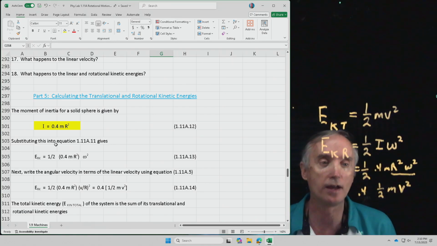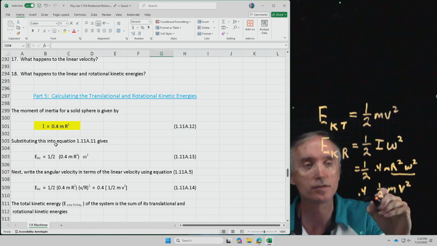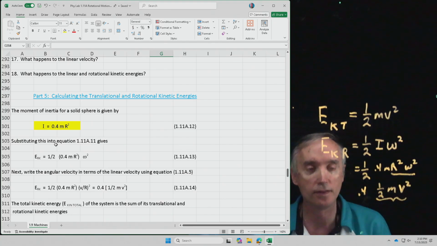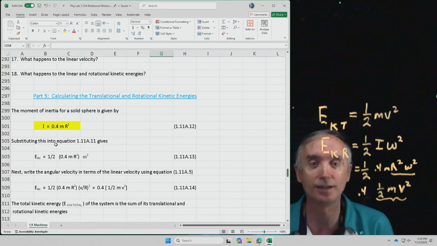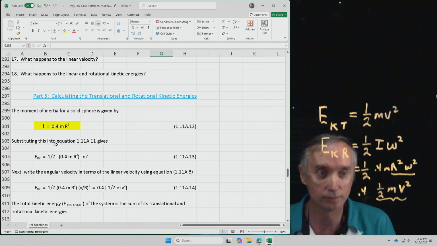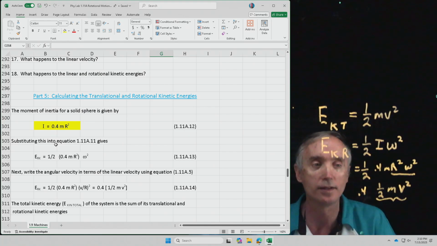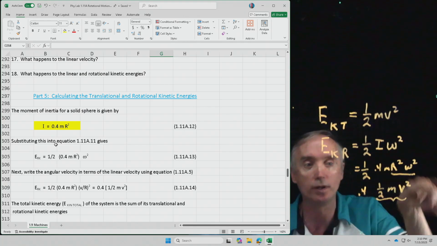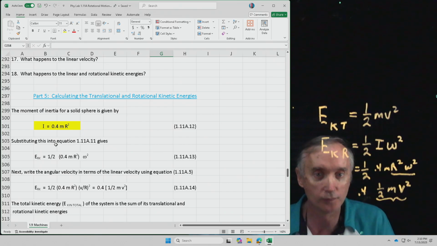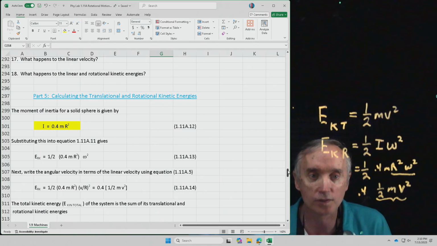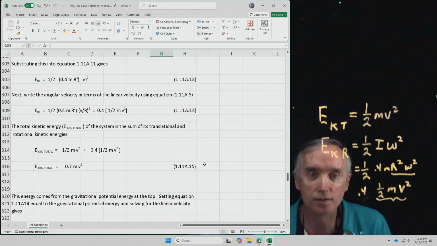So why did I do that? Because if you look at this piece right here, that is the kinetic energy when it is going sideways, and then when you multiply it by 0.4, that's the kinetic energy it has when it's rotating. So let's take a look down here. So now we're down to this thing. So we've just figured this part out right here.